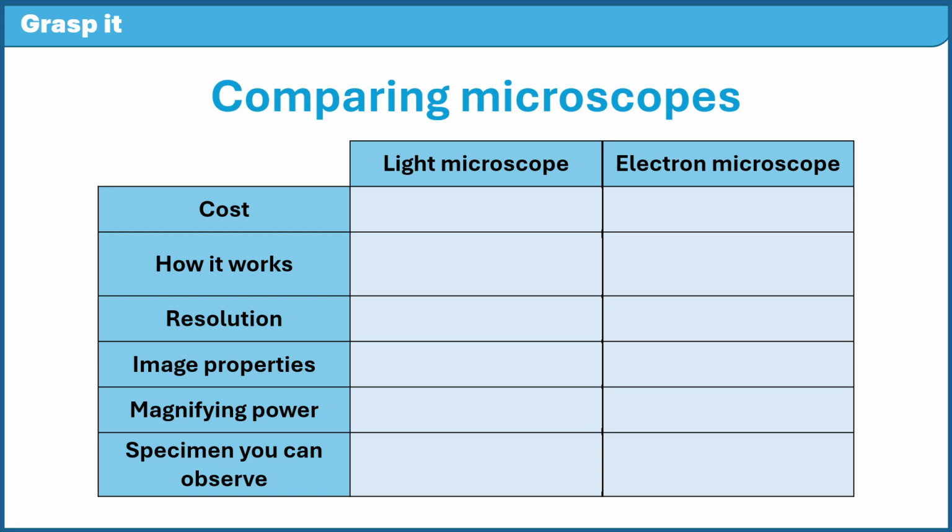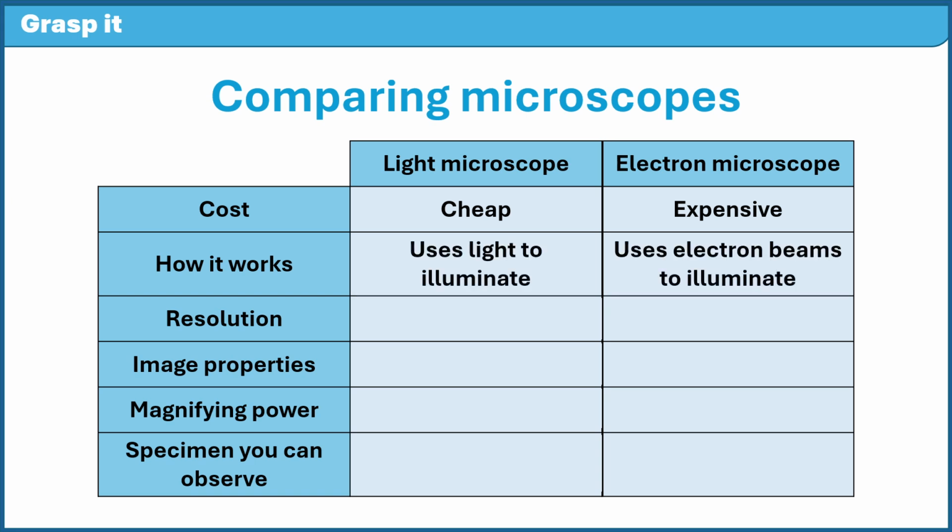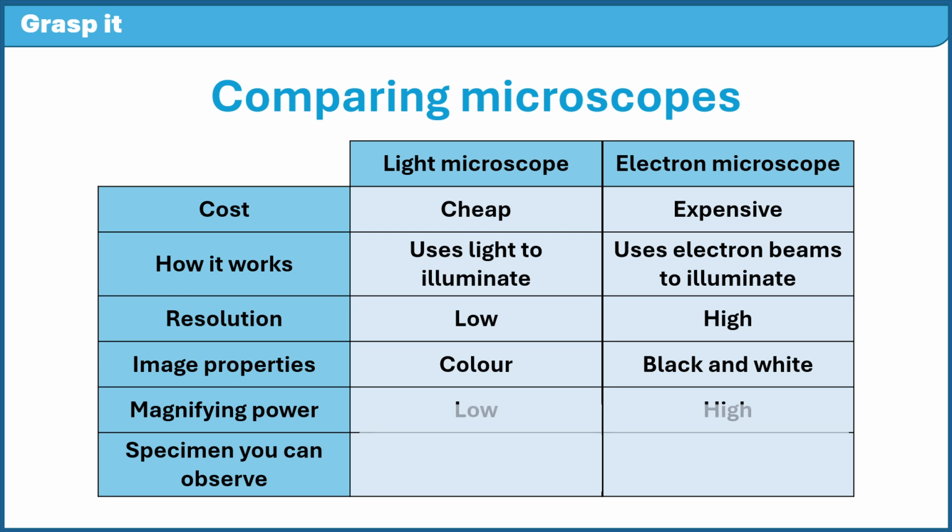When it comes to cost, light microscopes are cheap, while electron microscopes are expensive. How do they work? Light microscopes use light to illuminate the specimen, whereas electron microscopes use electron beams. Resolution. Light microscopes have a low resolution, and electron microscopes have a high resolution. Image properties. Light microscopes produce true to color images, unless you add a stain, but electron microscopes only produce black and white images. You have to digitally add color to electron micrographs. Magnifying power. Light microscopes have a low magnifying power, while electron microscopes have a high magnifying power.